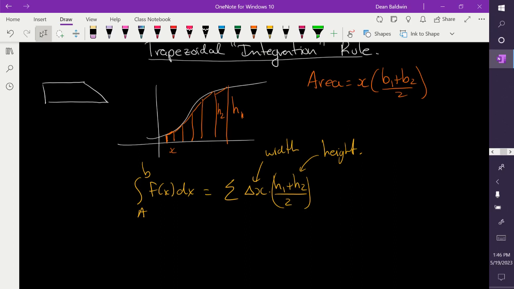Okay, now that looks gross, so we're going to clean this up. The width is the same as it was for the rectangles. It's this value minus this value divided by the number of trapezoids, which we're calling n. So delta x is going to be b minus a over n, where n is the number of trapezoids. I'm going to call them traps because I'm too lazy to write the whole word.